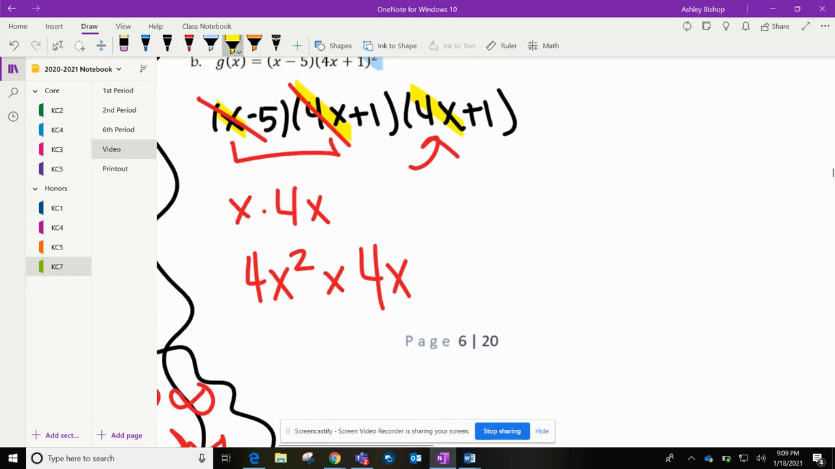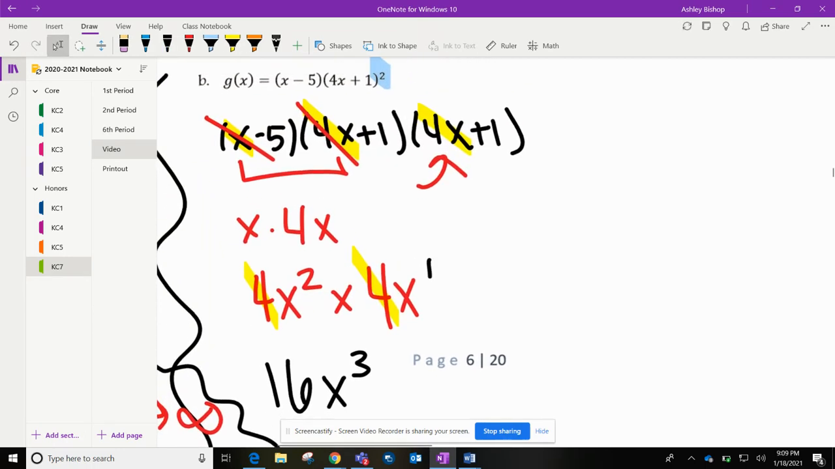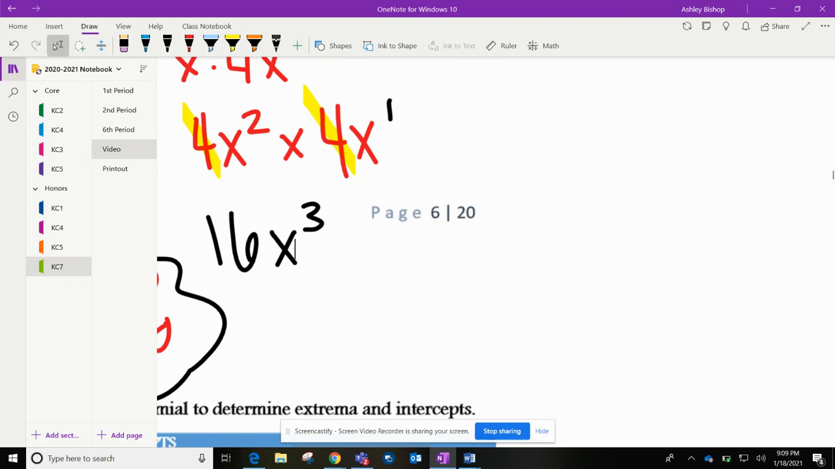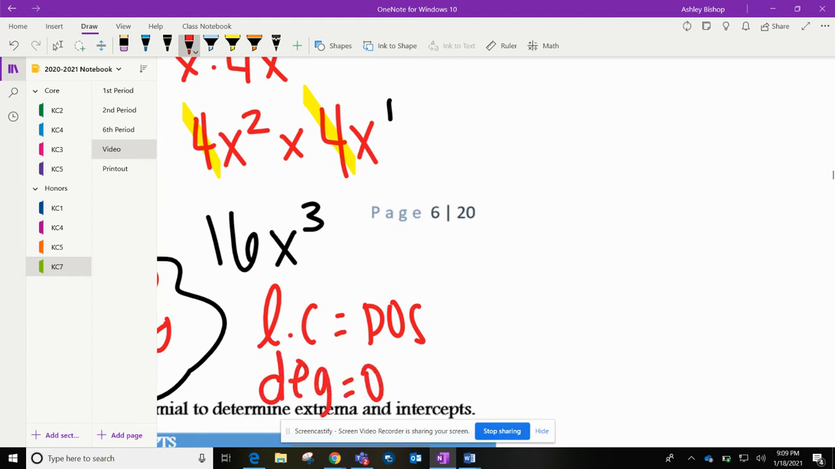4 times 4, do the numbers first. 4 times 4 is going to give me 16. And every time we multiply x's together, remember, we're going to go up 1. So x squared times x is going to be x to the third. We went from 2 to 3. And again, this is a leading coefficient that is positive. And my degree is 3, which is odd.